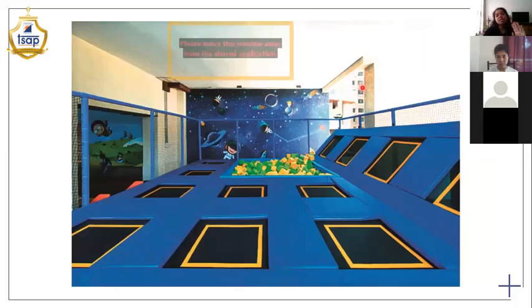So one of the semi-covered areas, this is the trampoline park I was talking about. So one of the stilts was utilized to create a whole trampoline space. So all the black squares that you're seeing are for kids to jump. So these are the images.